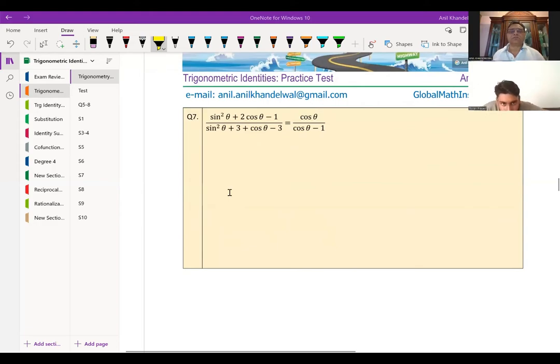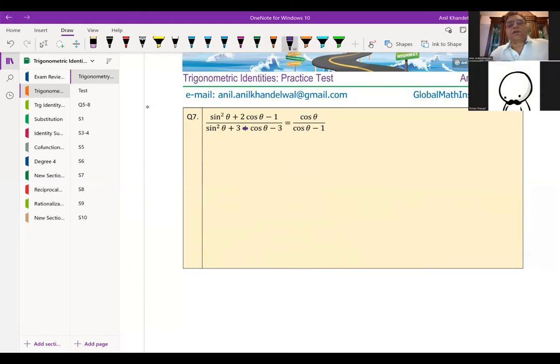This is actually pretty complicated. Okay, so let's redo it. We will start with question number 7. Sine square theta plus 2 cos theta minus 1 divided by sine square theta plus 3 cos theta minus 3 equals cos theta over cos theta minus 1. So that's a trigonometric identity, slightly complicated for you to prove. How will you do it? Tell me.